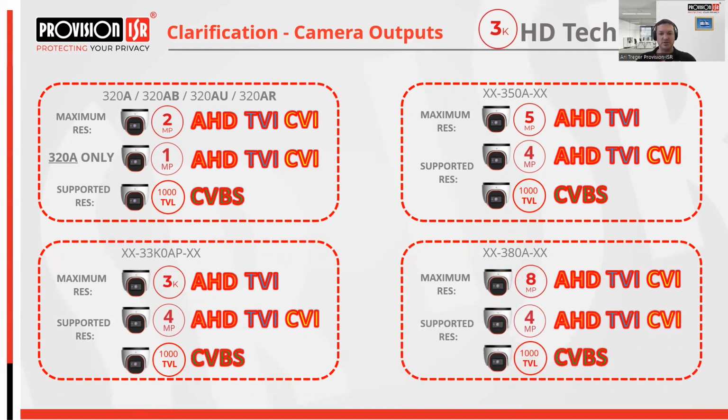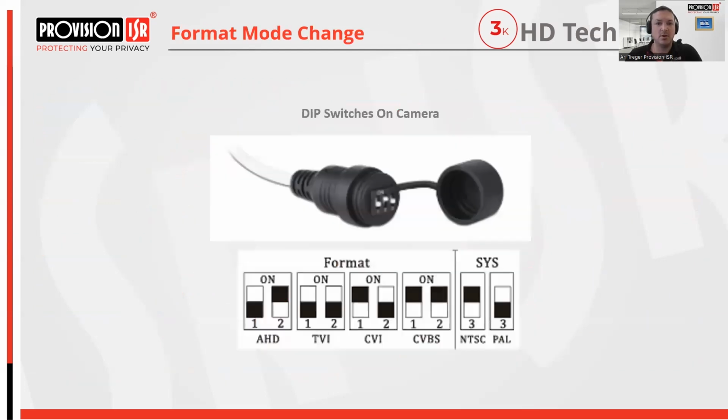All this information is available in the camera specifications, which can be found on our website, provisionisr.com. So now I've just shown you our HD cameras are compatible with 4 analog technologies: AHD, TVI, CVI, and CVBS. Let's turn our attention to how you switch between these technologies.